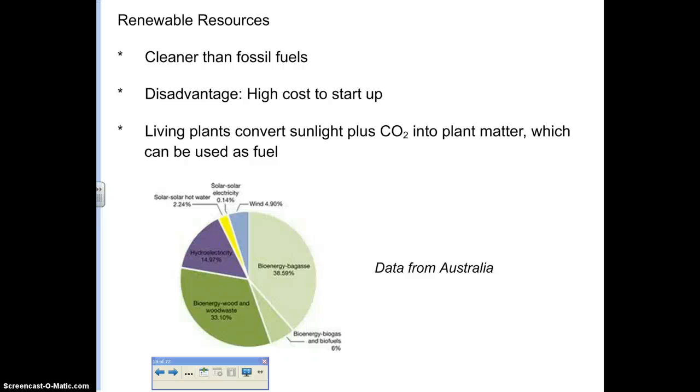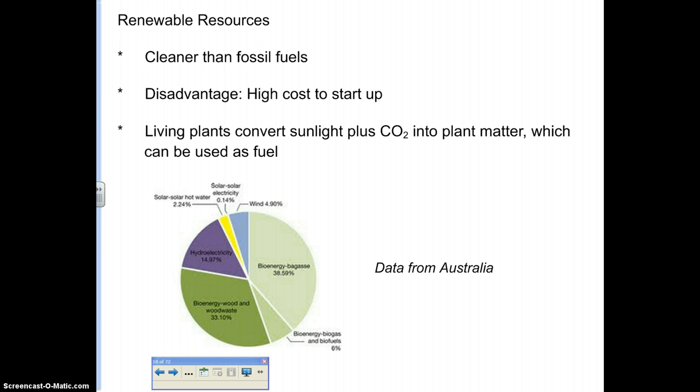Here's the second part to topic 8, recap of the last slide. This section is going to begin with looking at renewable resources versus non-renewable resources that we talked about in the last section. Renewable resources are cleaner than fossil fuels, but there is a disadvantage. The disadvantage is that they have a high startup cost.